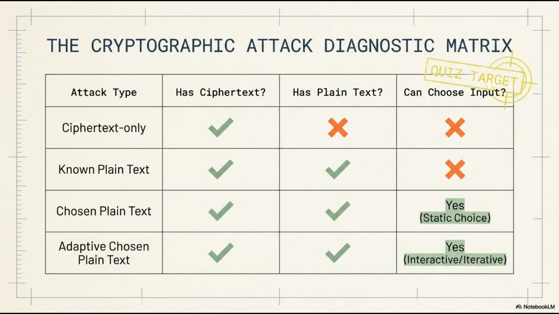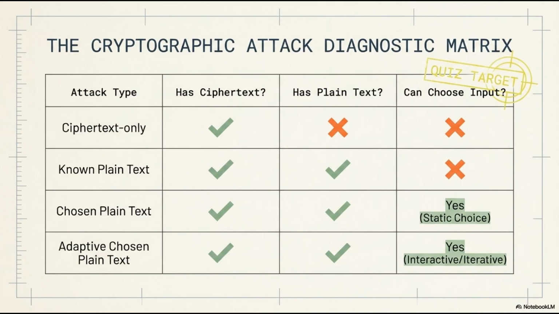Let's just re-emphasize the logic quickly. Ciphertext only means the attacker has the ciphertext only. Known plaintext, they have both, but no input choice. Right. Chosen plaintext, they have both, and they can make a static input choice. And then adaptive chosen plaintext, they have both, and can make an interactive or iterative input choice. It's just escalating levels of leverage.